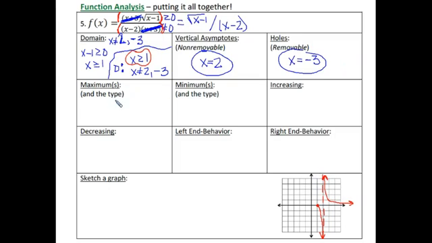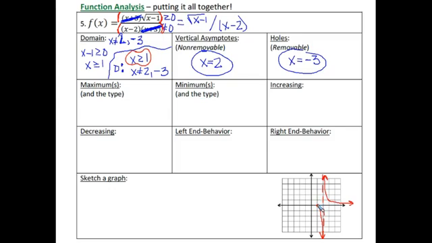Now let's talk about the maximums or minimums, and we want to discuss the type. So this is going to continue all the way up, which means we don't have an absolute max. This piece is going to continue all the way down, so we don't have an absolute minimum. Okay, so we don't have to worry about those, which means we might have some relative points.